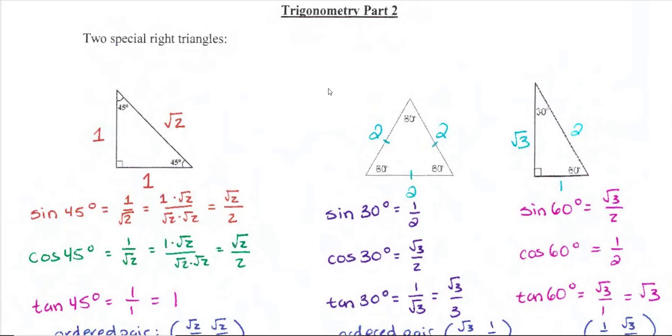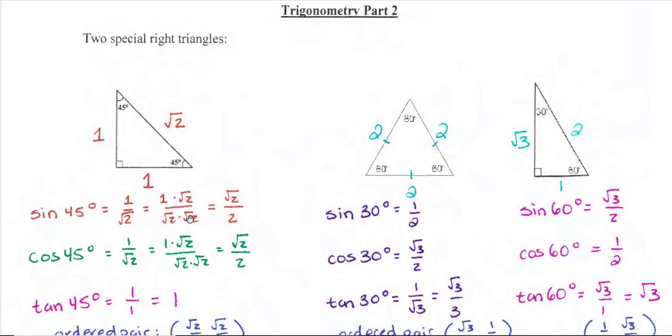The easiest number to work with is 1, so I'm going to label both of these legs 1, and then I can use the Pythagorean theorem to see that 1 squared plus 1 squared equals the hypotenuse squared, and we would get that the hypotenuse is the square root of 2. Using my right triangle trigonometry from part 1, I can see that the sine of 45 is the opposite over hypotenuse, or 1 over the square root of 2.